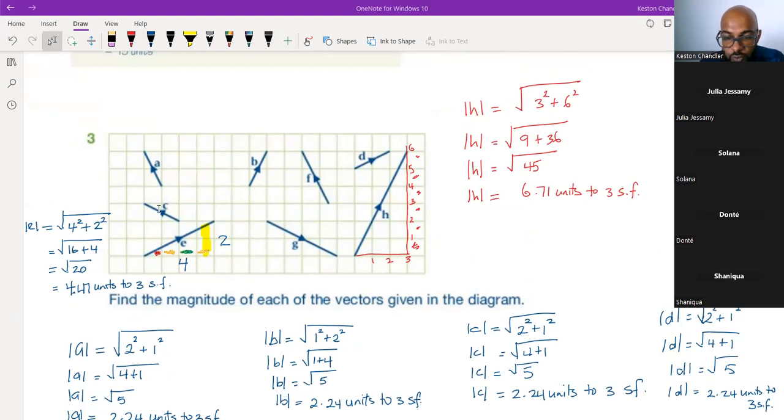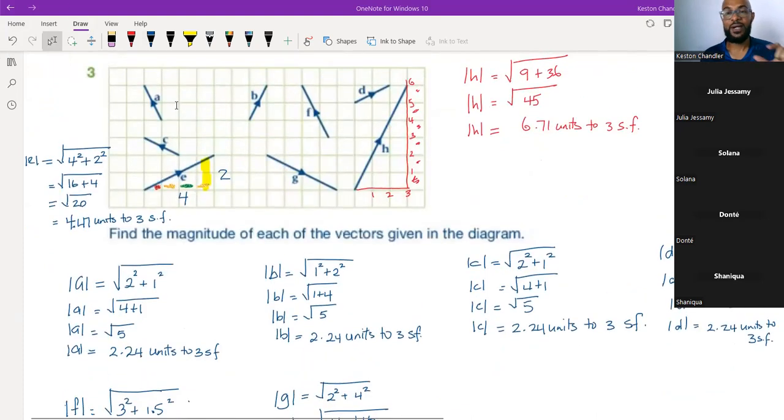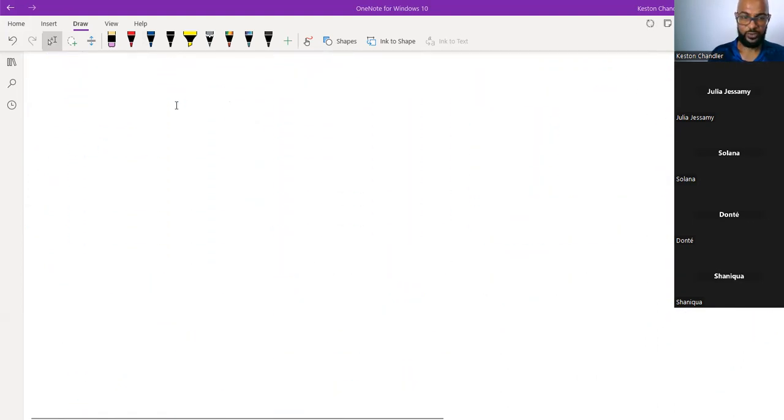And when we find the square root of that, right, that works out to be the square root of 5, which is 2.24 units, right? The 3 significant figures. So vectors can have the same magnitude, but they could be in different directions. Everybody okay with that? Just drop a 1 in the chat, if you're okay with it.